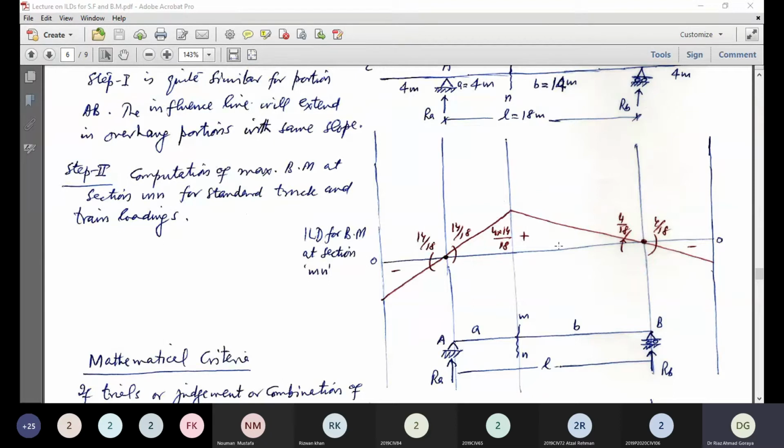Now step 2 is the computation of the maximum bending moment at the section MN for standard truck and train loading. Will you be able to do this or not? It is the same as the above problem but with the overhang portion.